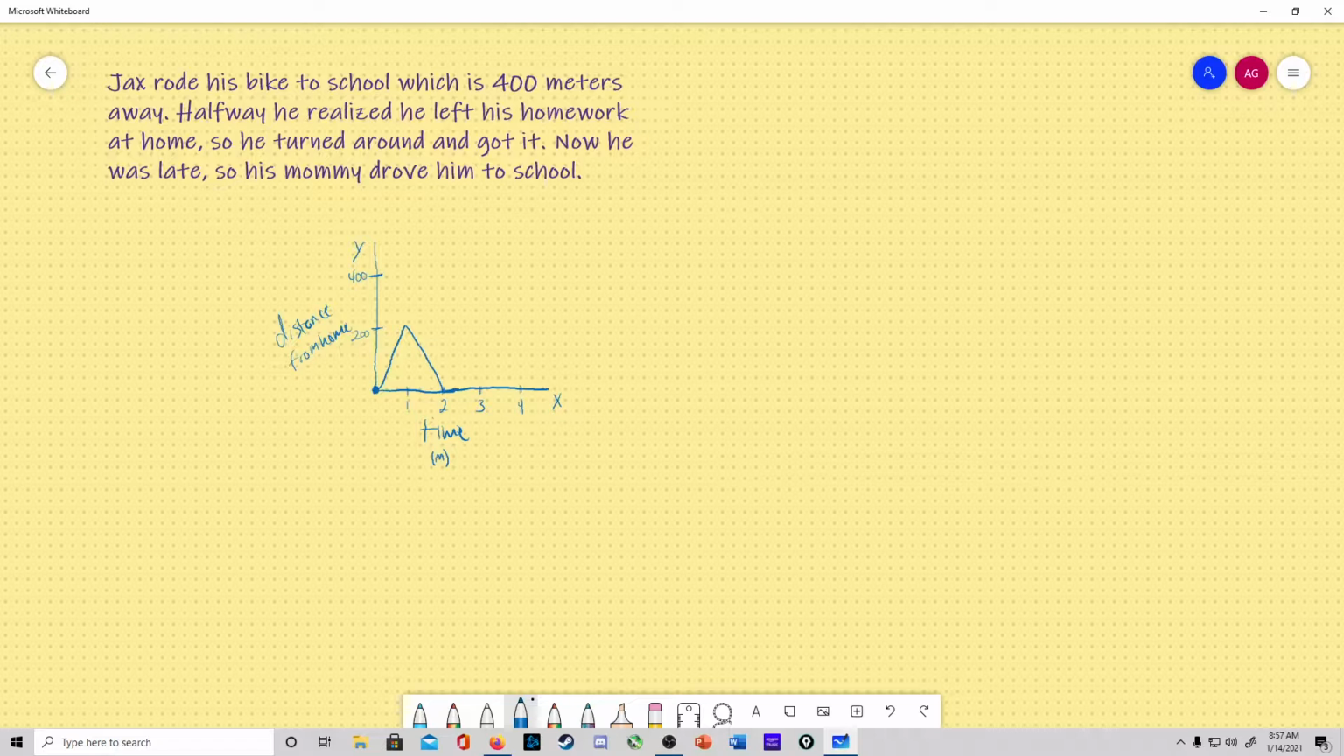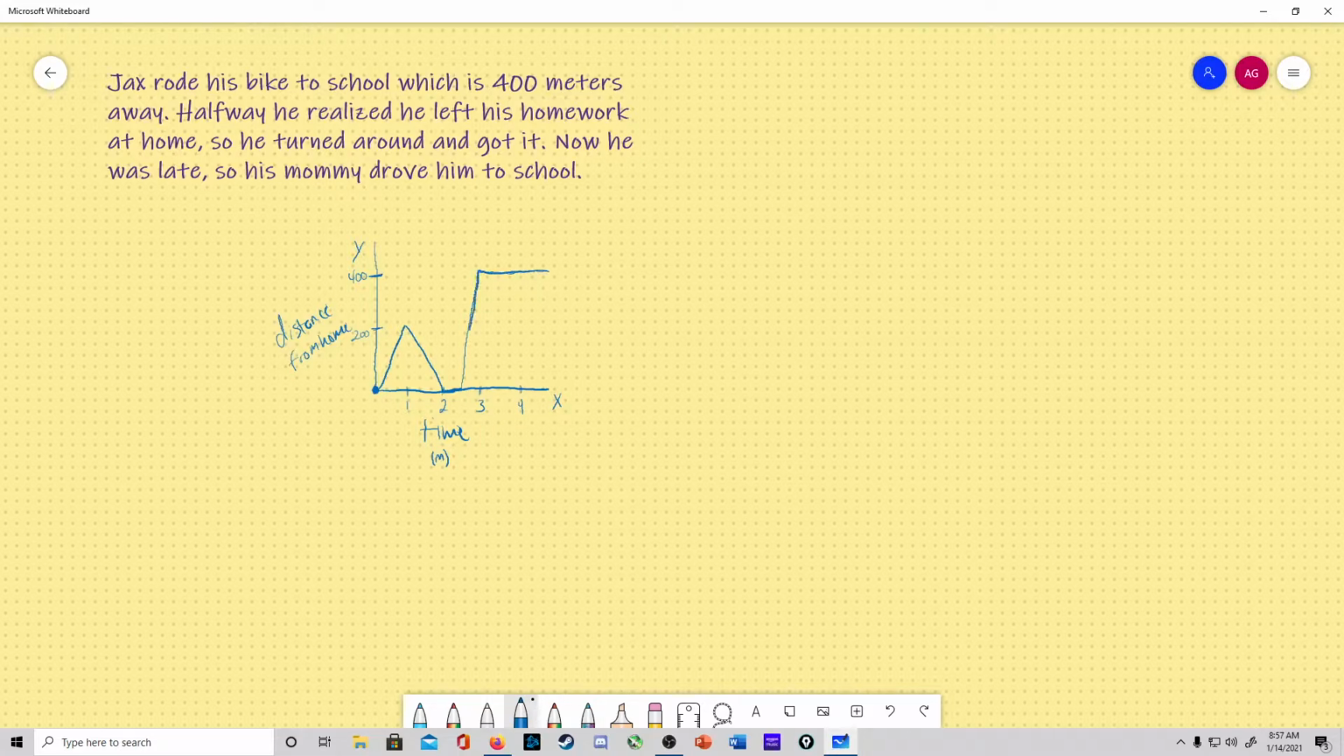Right? So that would be where he's not moving very much. We'll call it like 30 seconds. And then he goes, Mom, I need you to take me to school. So then Mom drives him. So I would assume a car would be faster than a bike. So I'm going to make this line steeper. And that's going to get him to school. And then once he gets to school, he kind of just sits at school for the day.